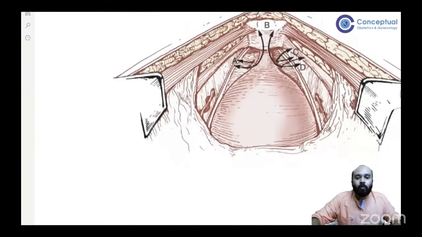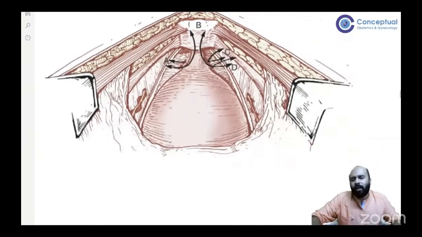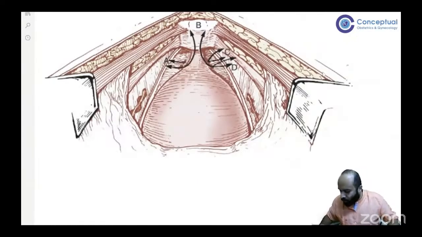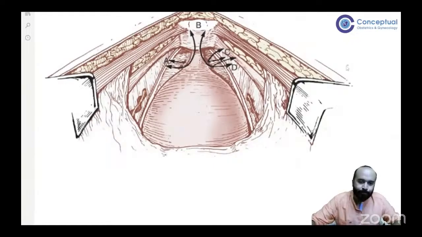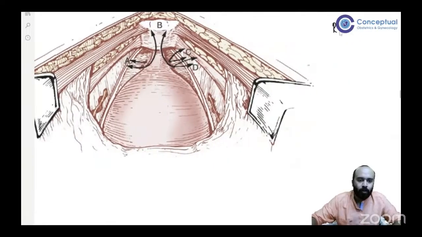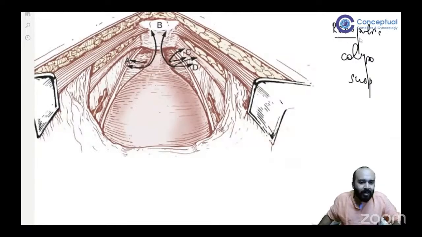Then we came to the arguably the best surgeries that we have today in the market for this procedure, and they happen to be the retropubic colposuspension surgeries. What does the name say? Retropubic is behind the pubic symphysis, as you can see over here. Colposuspension is suspending the vagina.